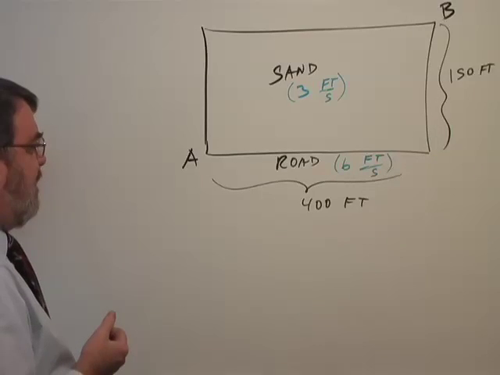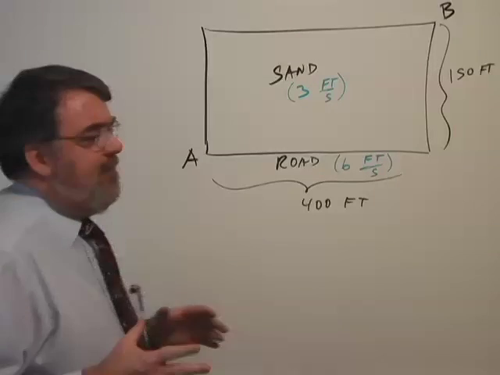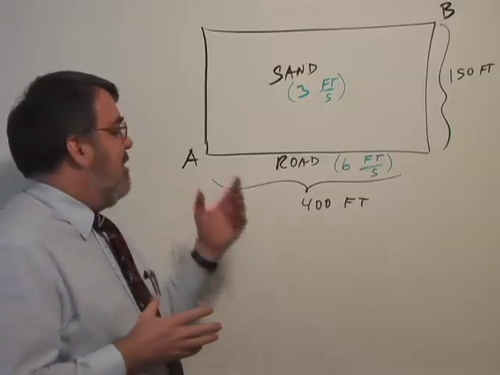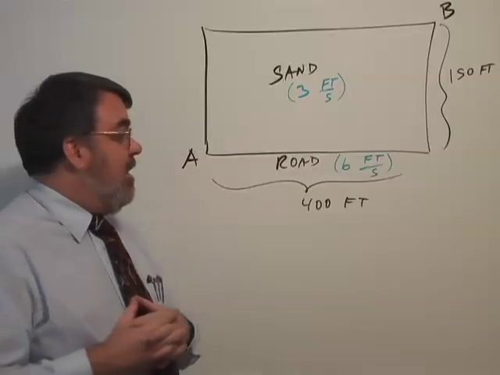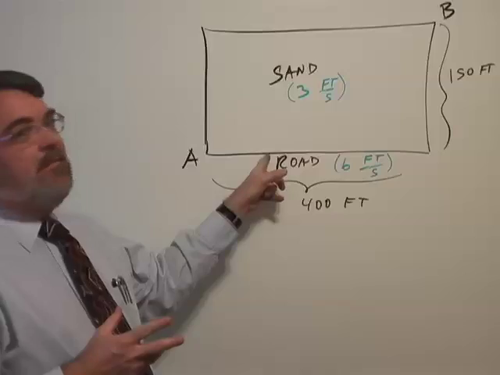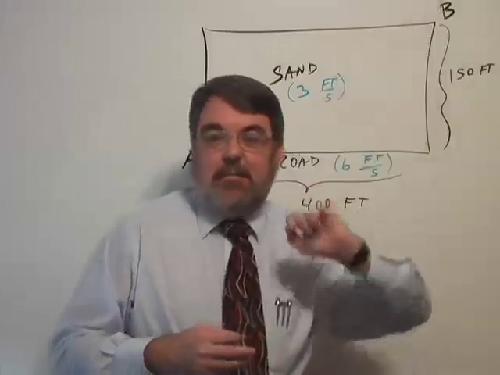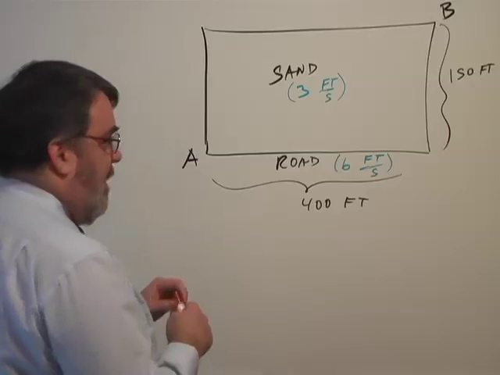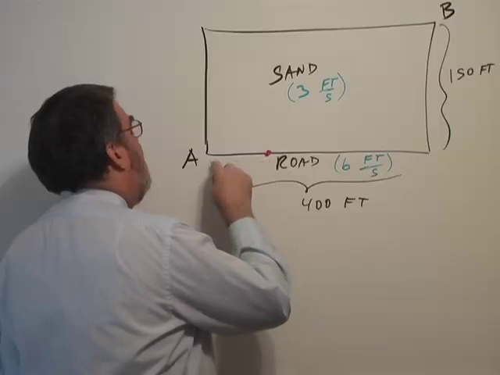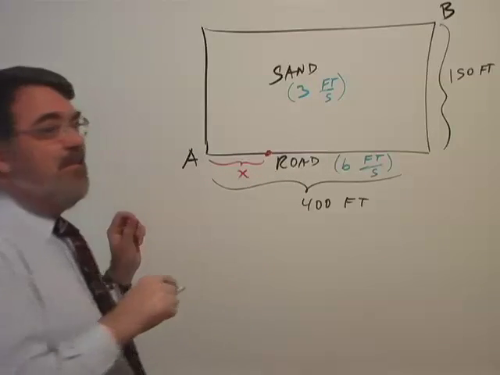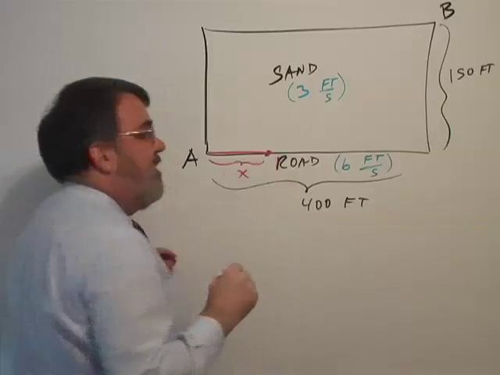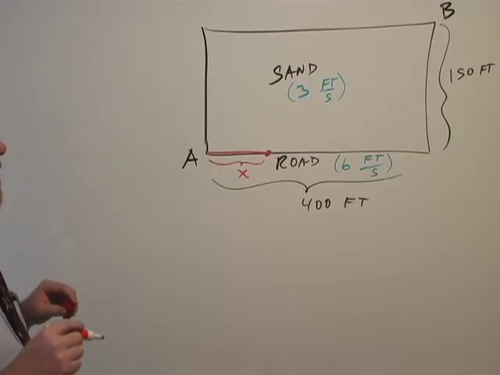All right, so the question becomes, write a function describing the time it takes to go from point A to point B in terms of a point X along the road from which you turn off the road and walk toward point B. All right, so let me put my point X here. Here's X. And what I really mean is that this is length X.